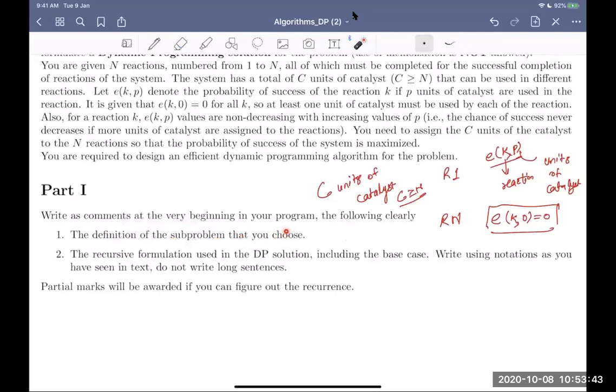Remember, if you have to design a dynamic programming solution, you need to tell what your sub-problem is and what your recurrence relation is, the recursive formulation that you are using in the DP solution. And there you also talk about the base case. Do not use lengthy text for this, just use notations like the ones we are showing you here. You can also define some brief notations in the comments and describe this. We don't want you to write long sentences. This is not involving any coding, and if you do that, you will already achieve partial marks.